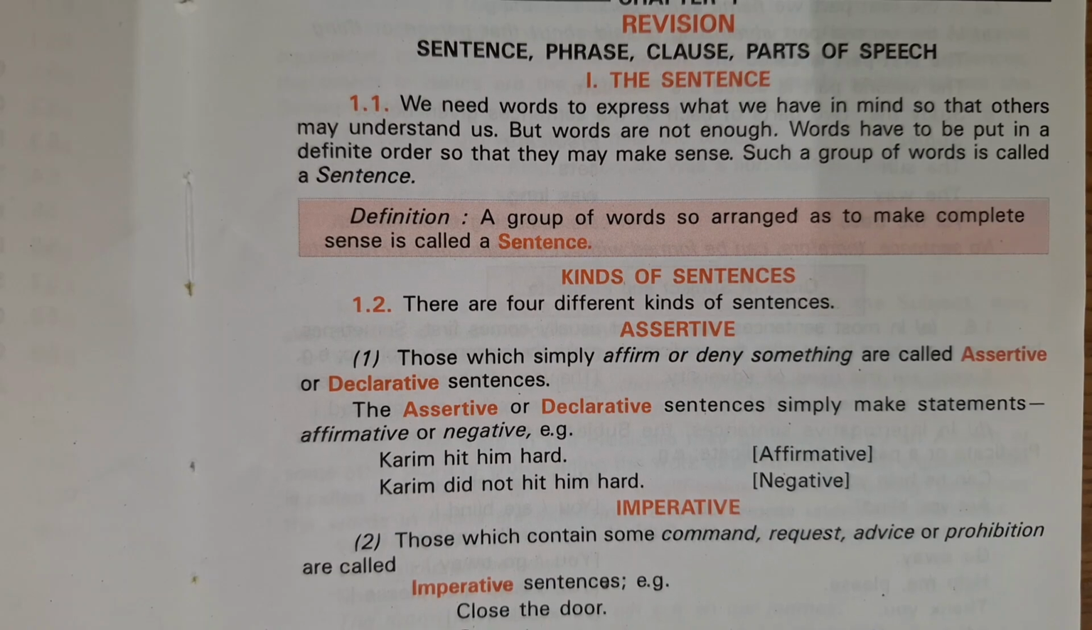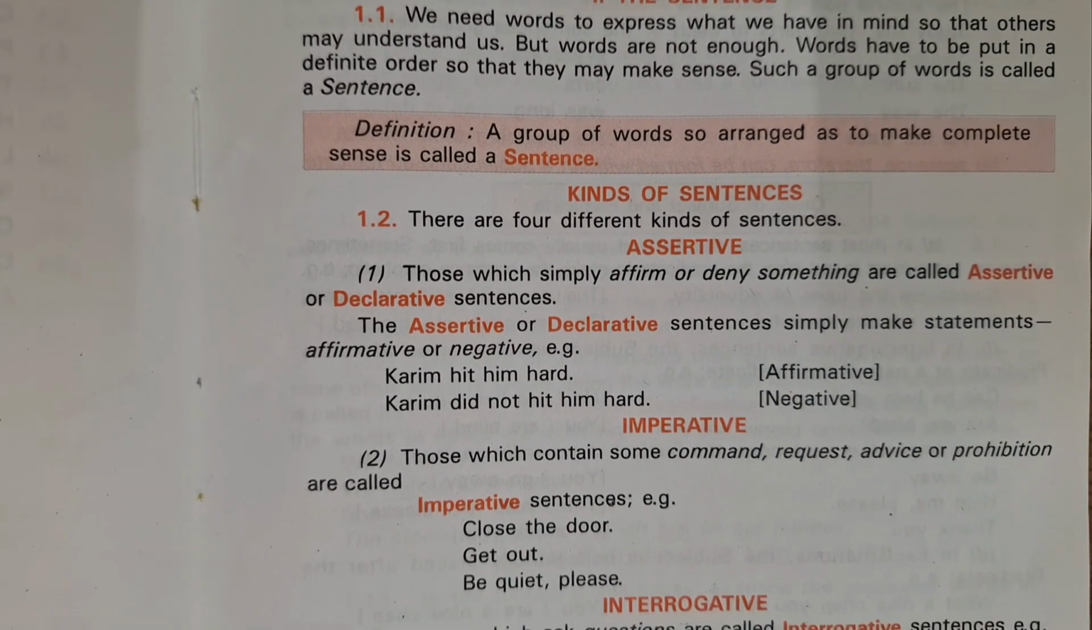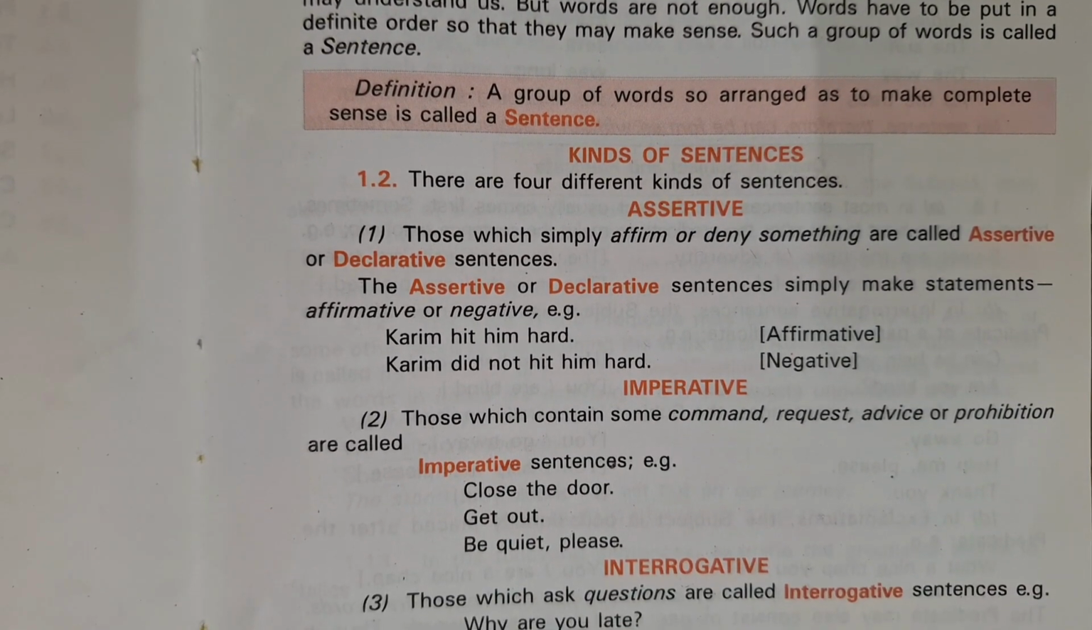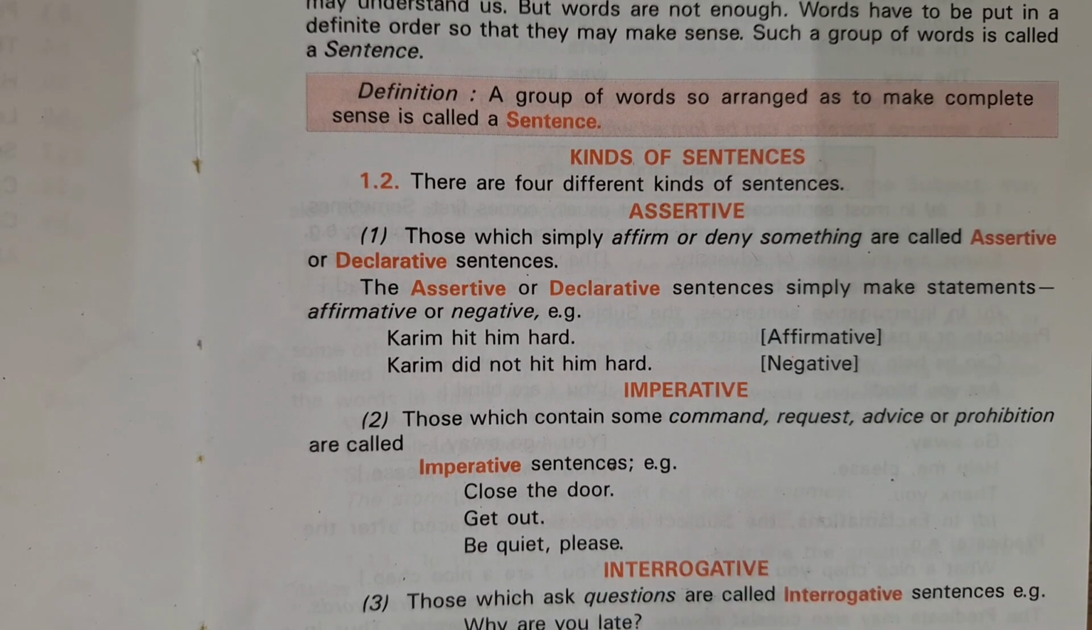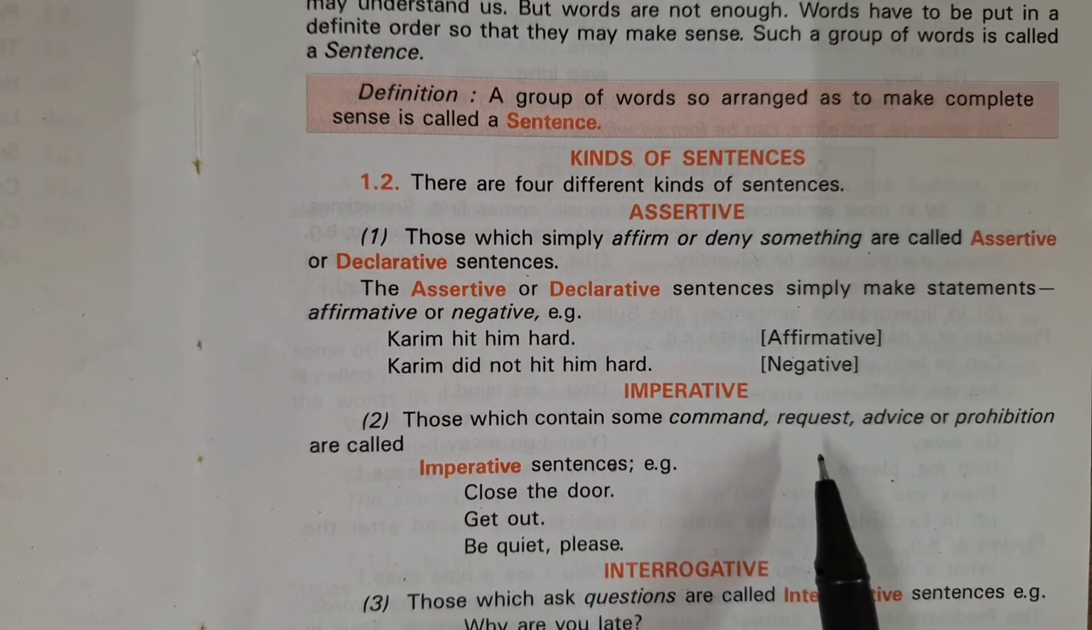Next is imperative sentences. Now those which contain some command, request, advice or prohibition. Prohibition means to prohibit or to say no to something are called imperative sentences. Example, close the door. This is a request. Get out. This is a command. Be quiet please. This is again a request.